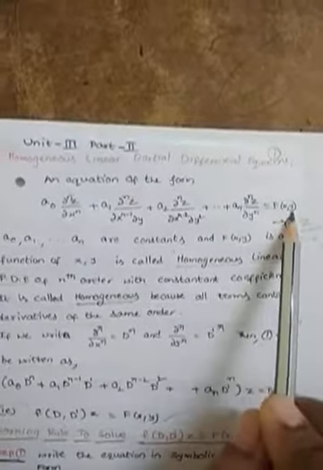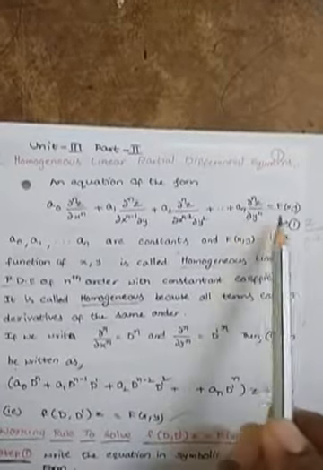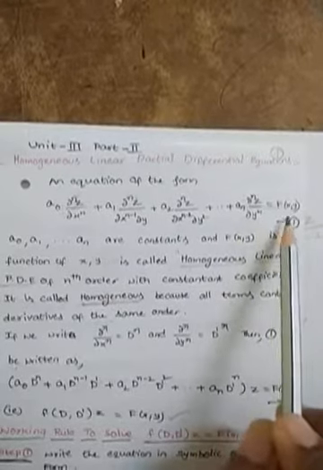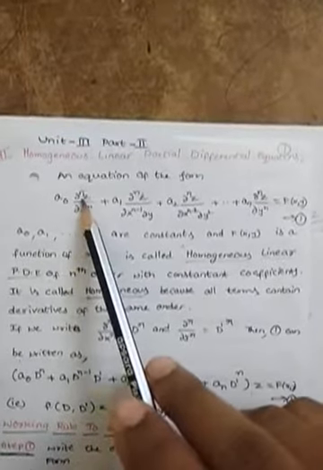Hello friends, today we will discuss homogeneous linear partial differential equations. It is the general form of a homogeneous partial DE, where A0, A1, A2 and so on up to An are n arbitrary constants and f of x, y is a function of x comma y alone. It is known as homogeneous because each term has the same order n.